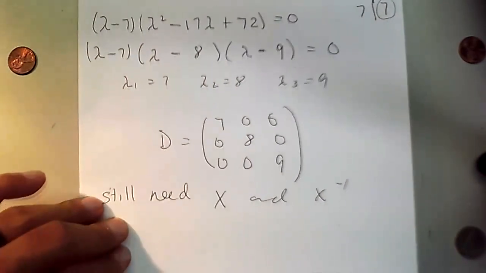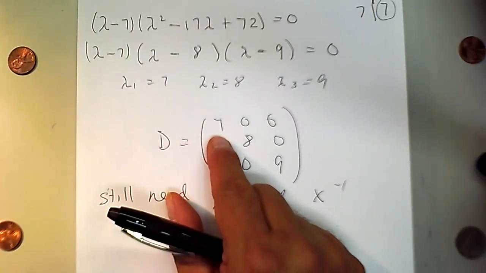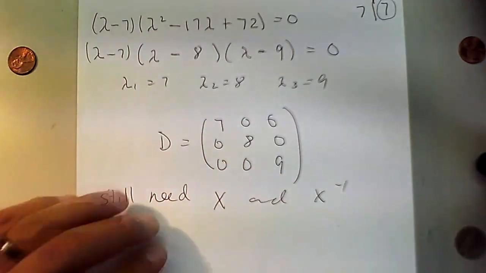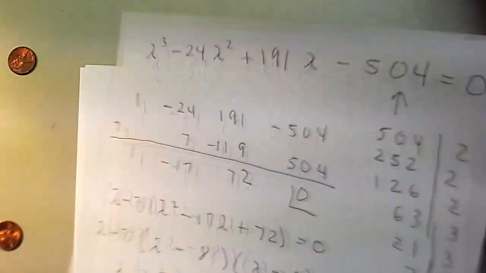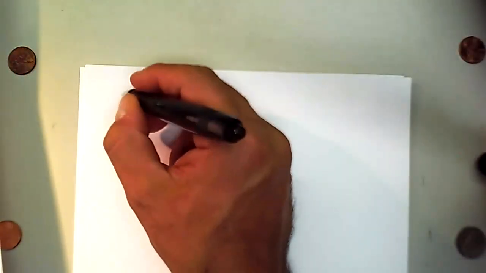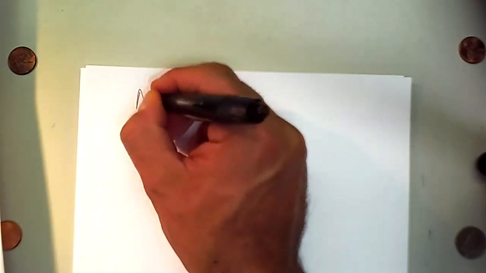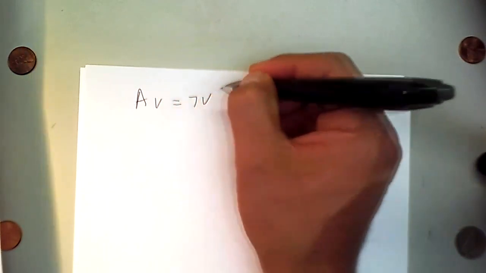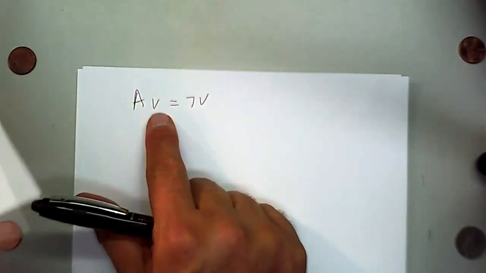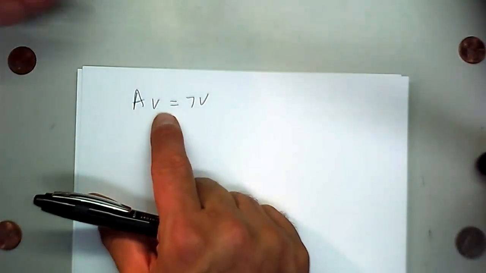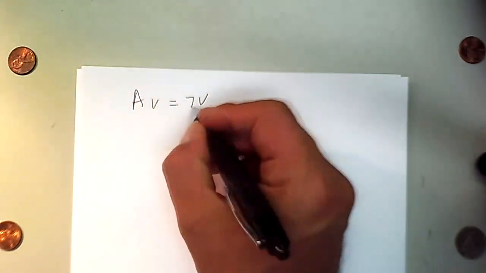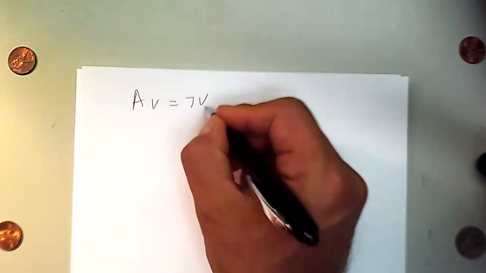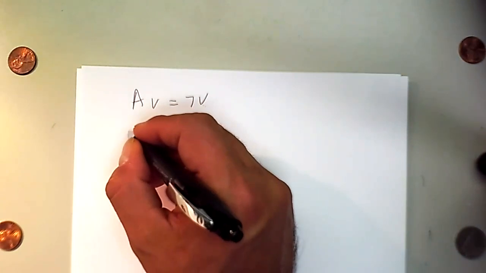Let's figure out the eigenvectors for 7, 8, and 9 respectively. So for the original matrix A, we want to find the vector V so that AV equals 7V. That's the whole point of an eigenvalue and eigenvector.